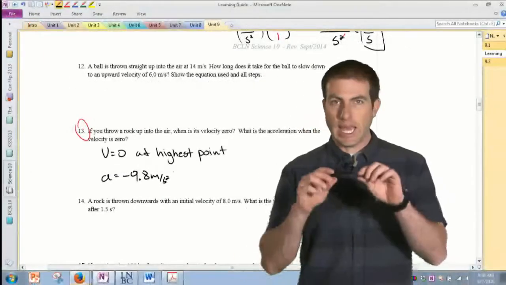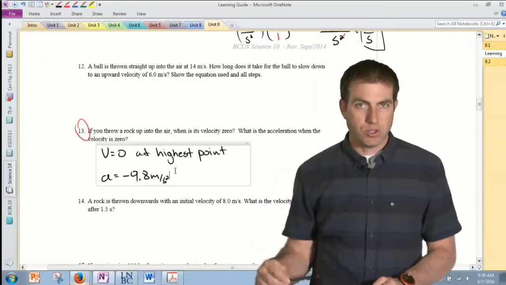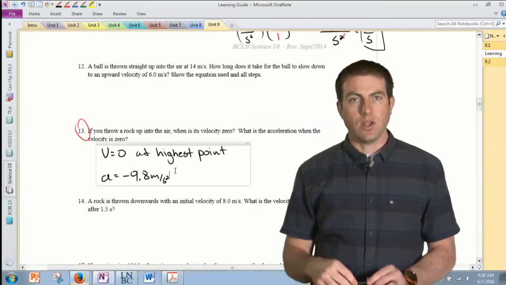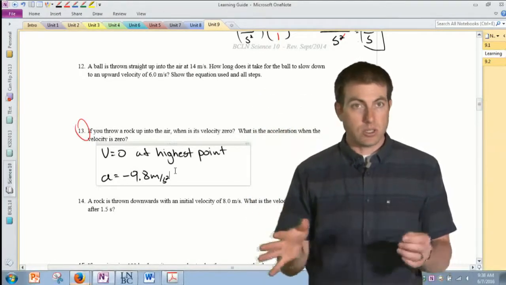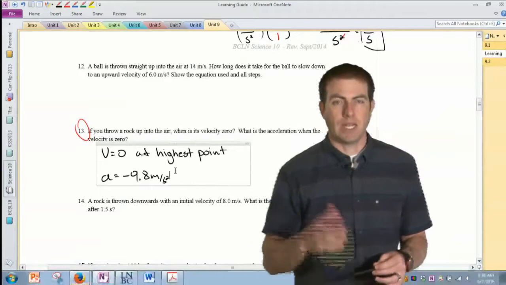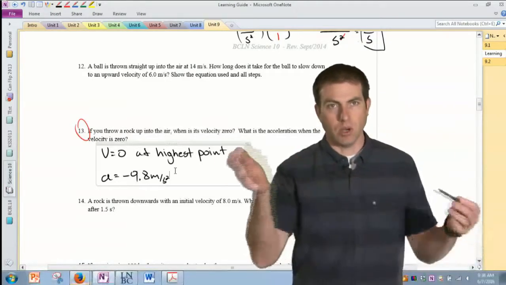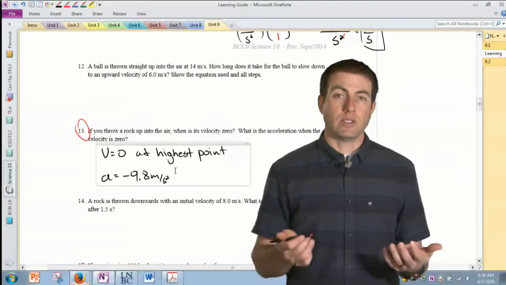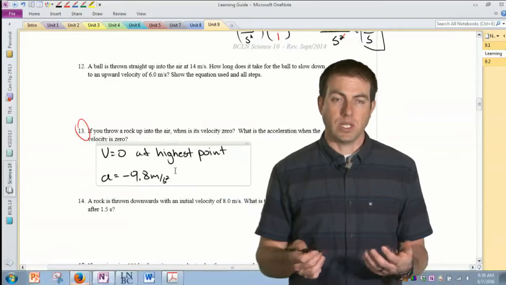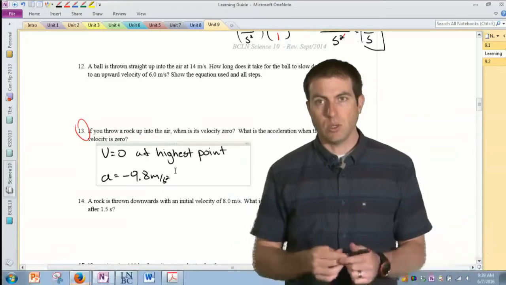As soon as it leaves my hand, at its highest point, just before it hits the ground, as long as it's in the air and not being touched by anything, it hasn't hit the ground or hit some object, it's always going to have an acceleration of negative 9.8 meters per second squared. Always. No exceptions to that rule.